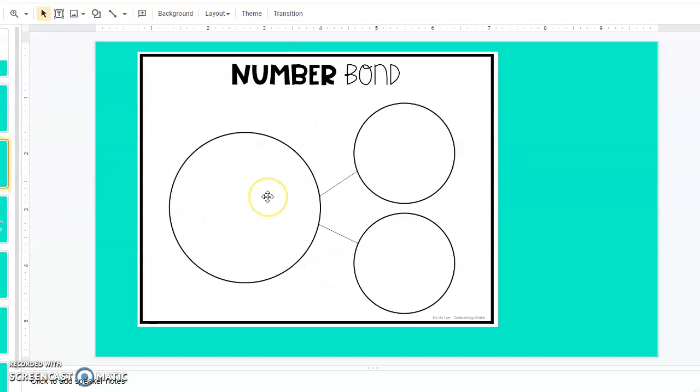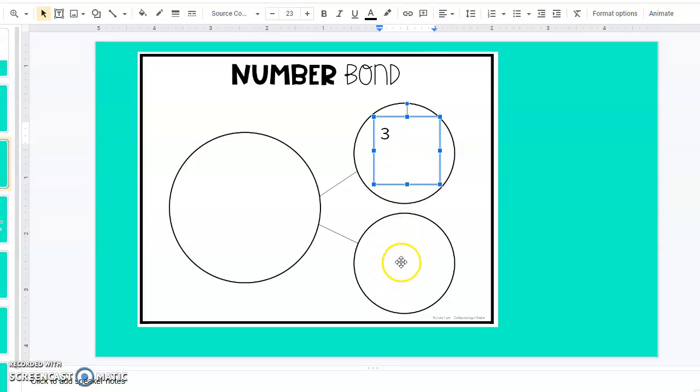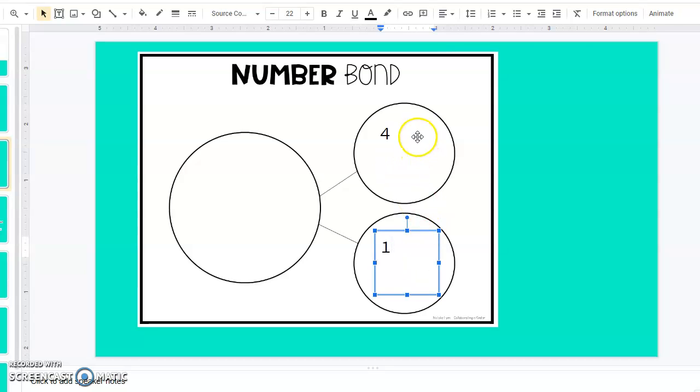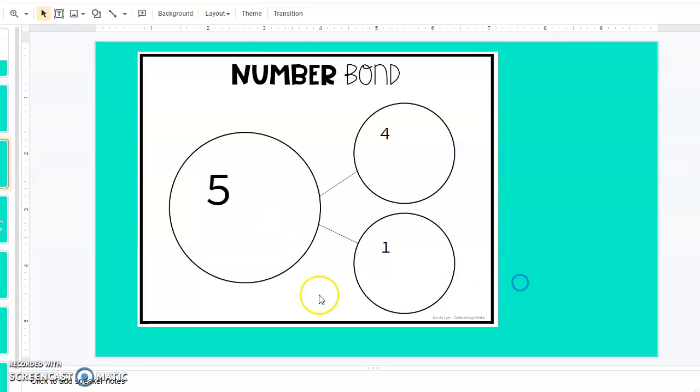So on this slide, we're going to make our own number bond. So 2 parts to make a whole. Let's come up with the number 3. And let's choose the number 4. And the number 1. So my 2 parts are 4 and 1, and I'm going to put these 2 parts together to make my whole. So 4 plus 1 equals 5. So this would be a number bond.